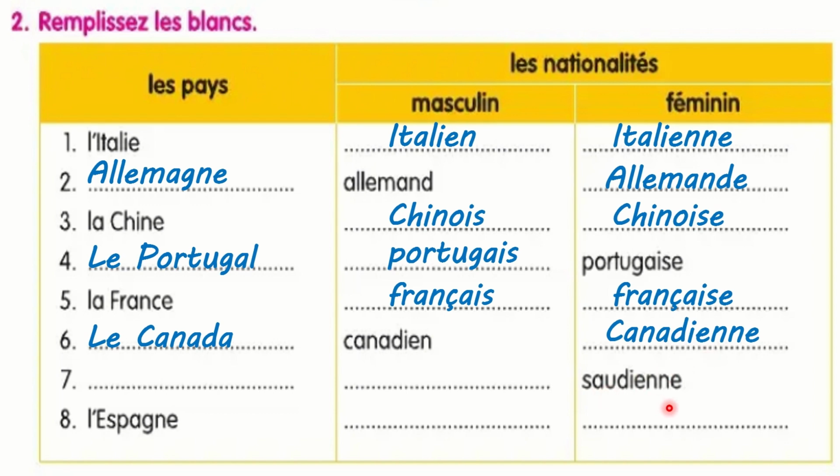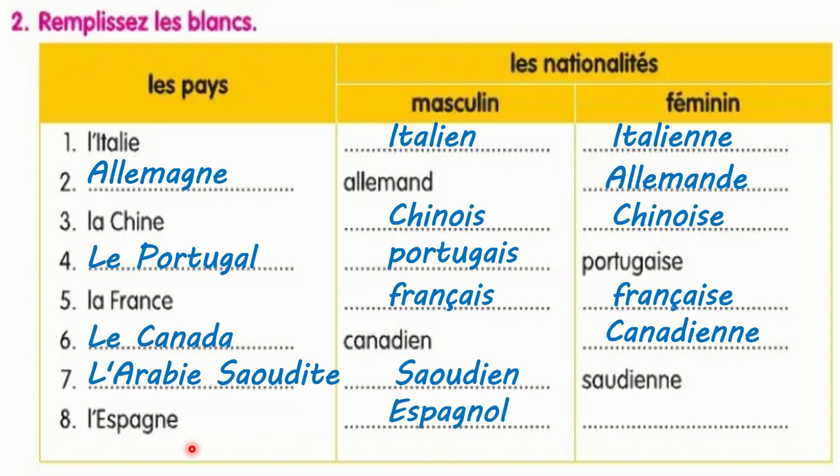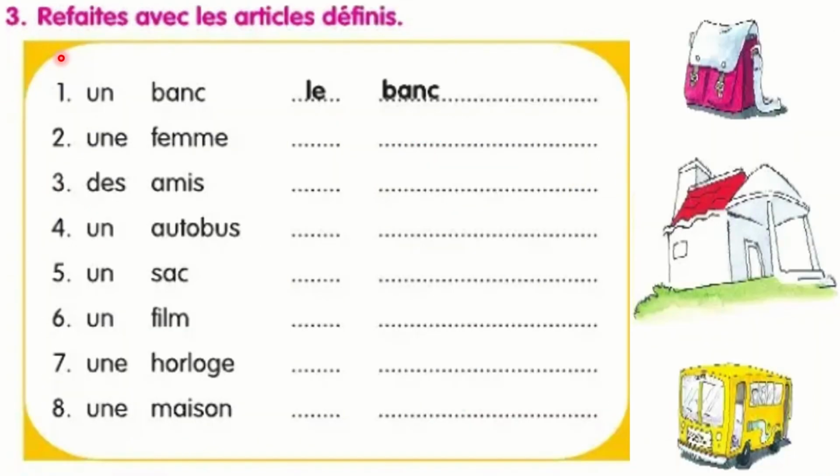Now next we have Saoudien, that means Saudi Arabian. The country would be l'Arabie Saoudite, the Saudi Arabia, and the masculine nationality is Saoudien. Next we have Espagne, that means Spain. So for it is Espagnol, Espagnol. Here we are the question number 3, that is refaites avec les articles définis, that means redo along with the definite article. Well, here we can see is un, une and des, which means a or an for un and une, and we have des, which means some. So un is for masculine words, une is for feminine words, and des is for the plural words.